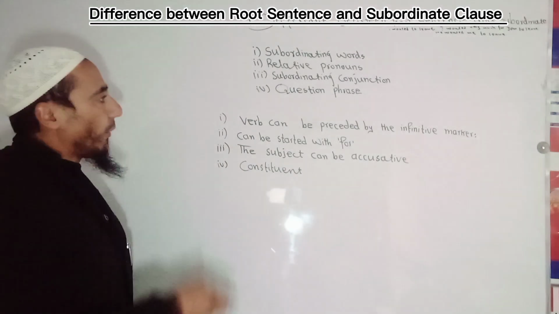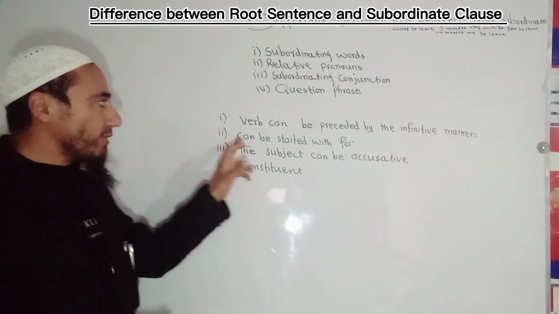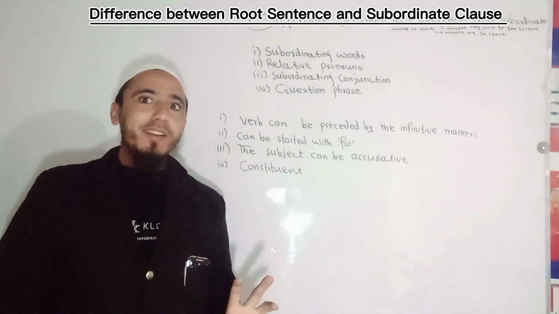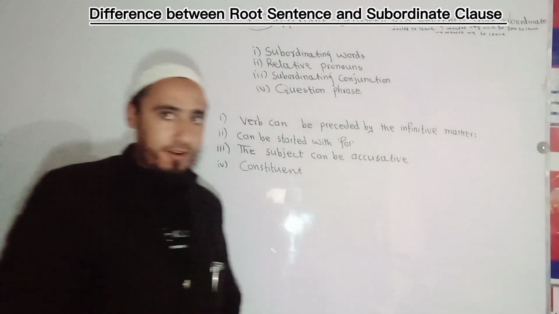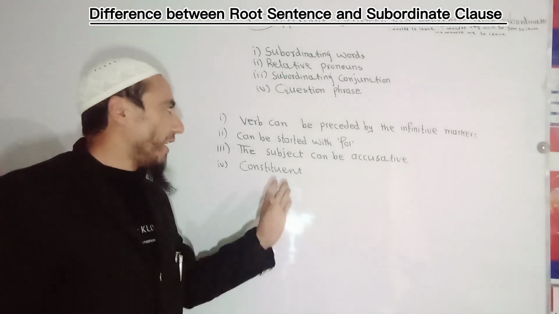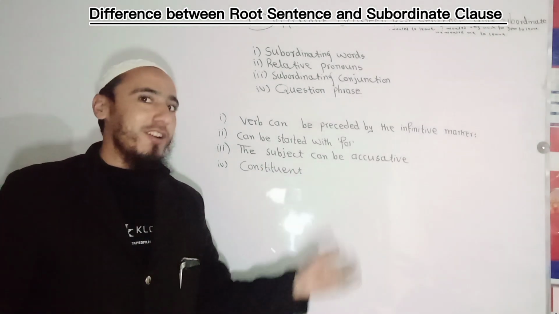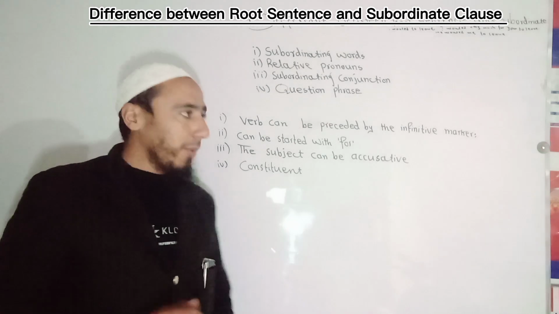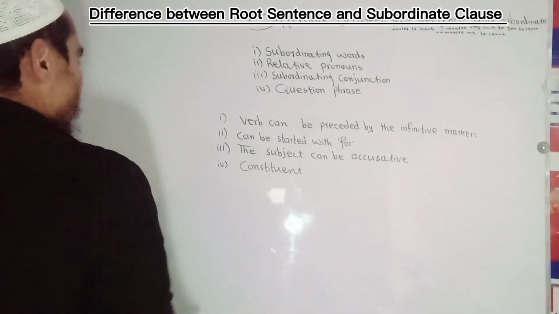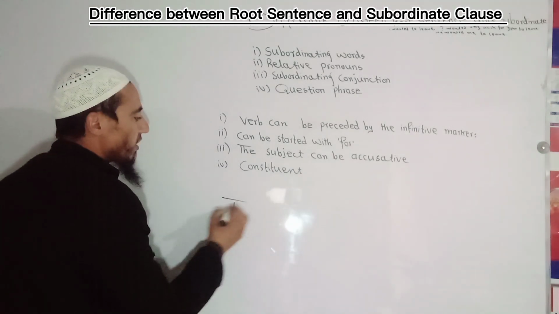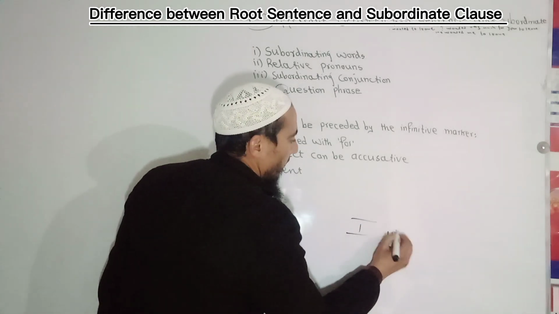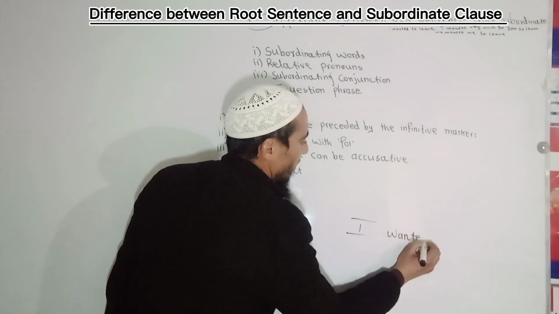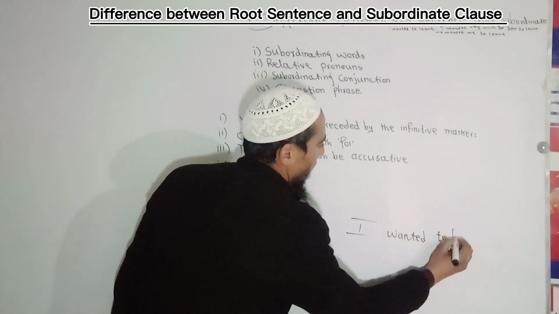Whenever we are talking about the root sentence, it does not start with the infinitive marker. On the other hand, a subordinate clause starts with an infinitive marker. For example, I am writing a sentence. You see, I wanted to live.